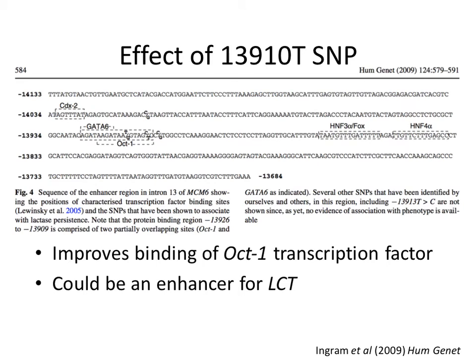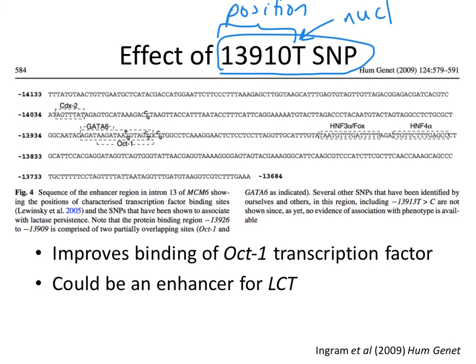So that mutation then is called, in the literature, if you want to Google this, you can. I know you don't want to, but it's called the 13,910T SNP. The 13,910 comes from its position. And what was the T? That was the nucleotide of people that were lactose tolerant. And what was the nucleotide for intolerance? It was a C. So if you got a T there at position minus 13,910, you were tolerant. If you had a C, you were lactose intolerant.